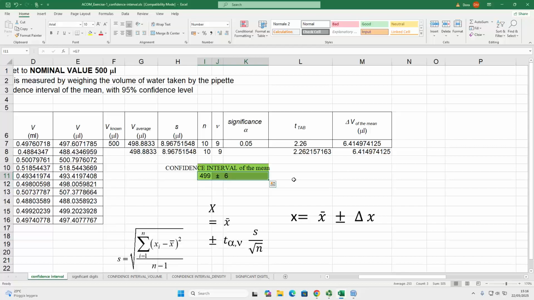This result is a numerical interval that is starting from 493 and goes to 505. Okay? Do you agree?